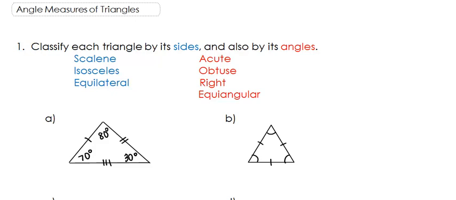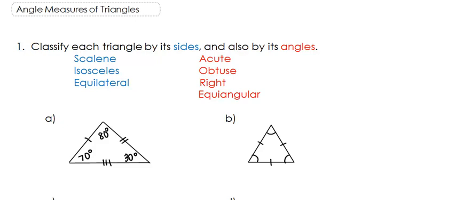Today's lesson is about the angle measures of triangles. First we're going to do a quick review of the classification from the previous lesson. You'll notice the vocab words on the left are in blue. Those are classifying triangles by sides. The ones on the right in red classify the triangles by angles.